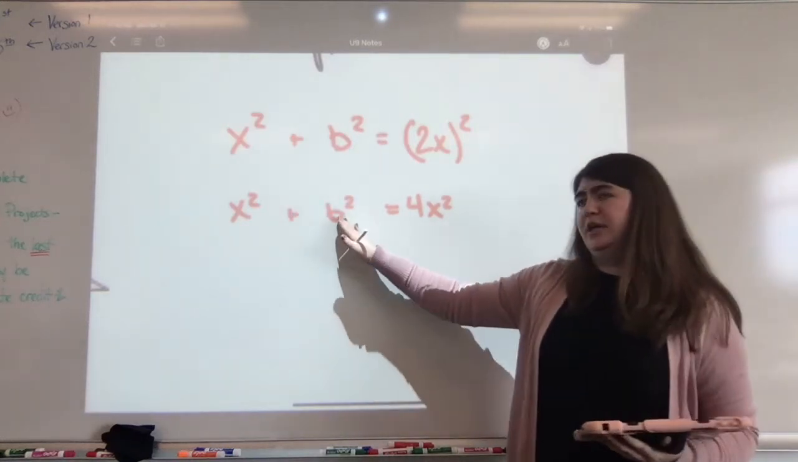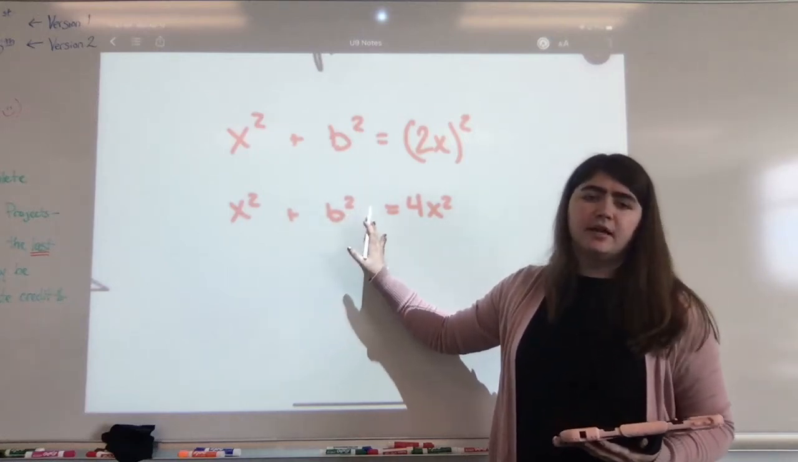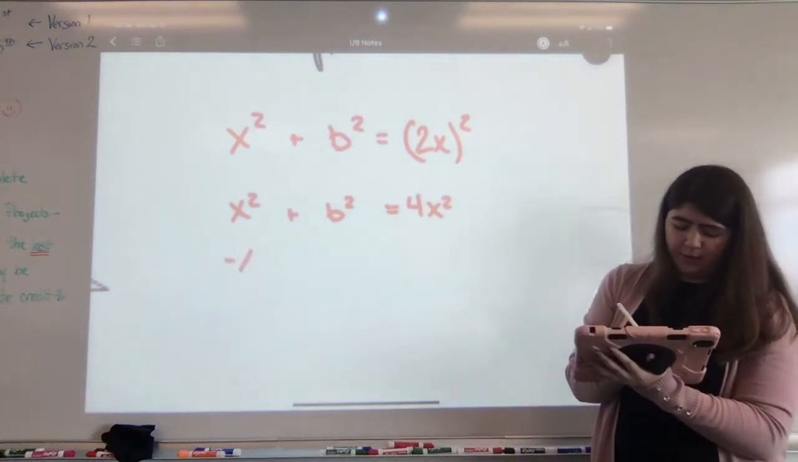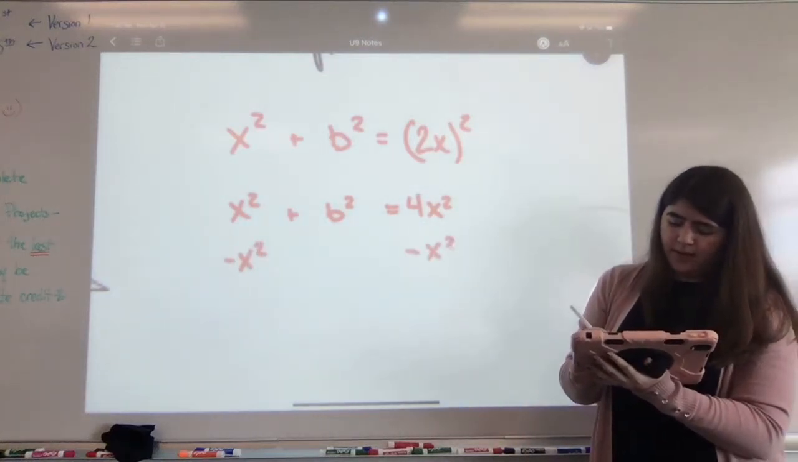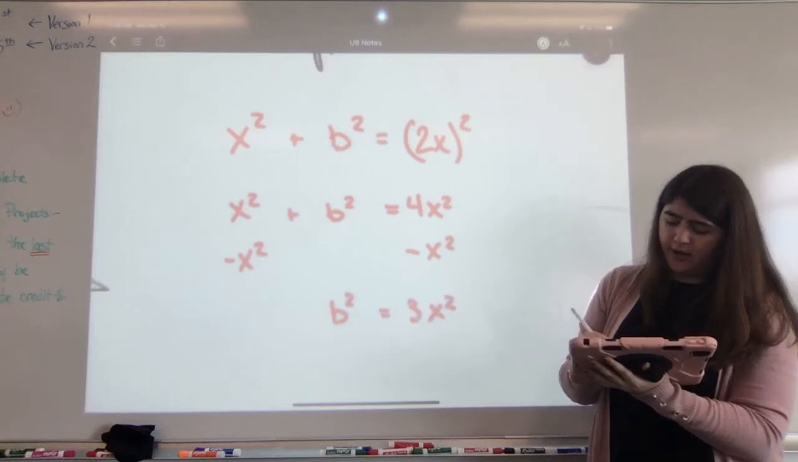I want to get b by itself. Before I can do anything here, I need to get everything else off of this side. So I'm going to subtract x squared from both sides. That leaves me with b squared is equal to 3x squared.